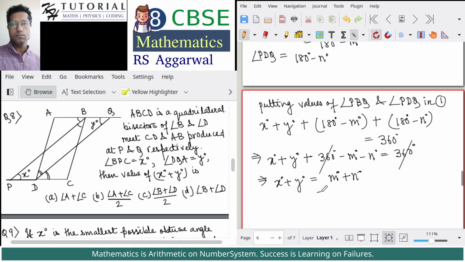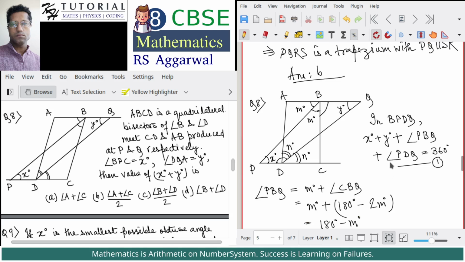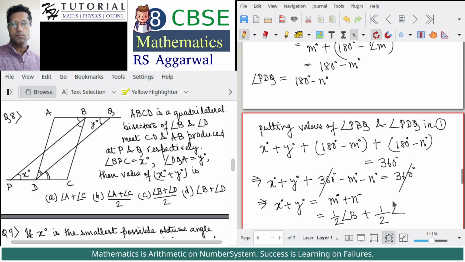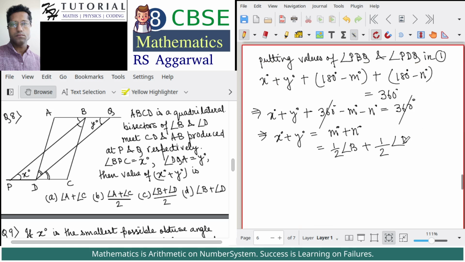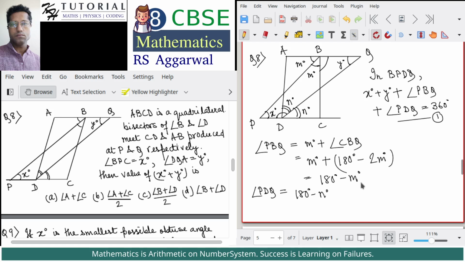Okay. Now what is m degree? M degree is half of angle B. Similarly, n degree is half of angle D. So this is half of angle B plus angle D. I don't know whether my solution is lengthy. It's a roundabout. Maybe there is a better, easier and more straightforward solution.